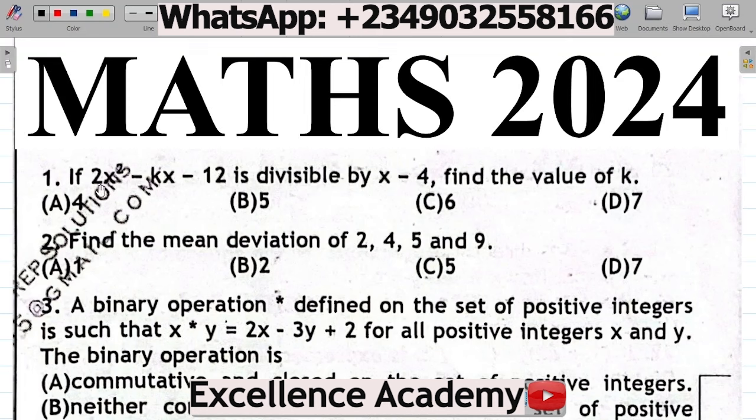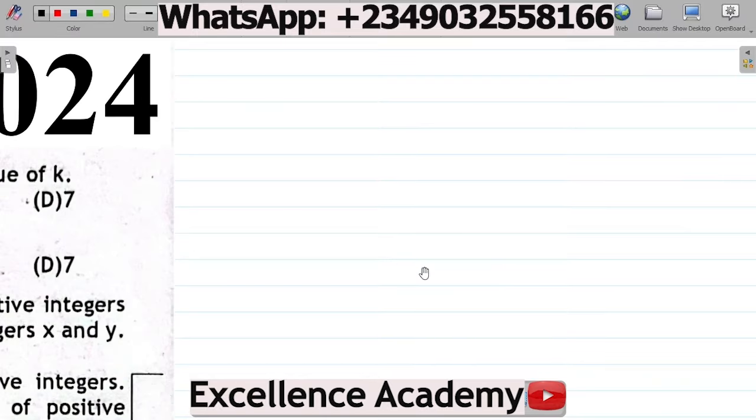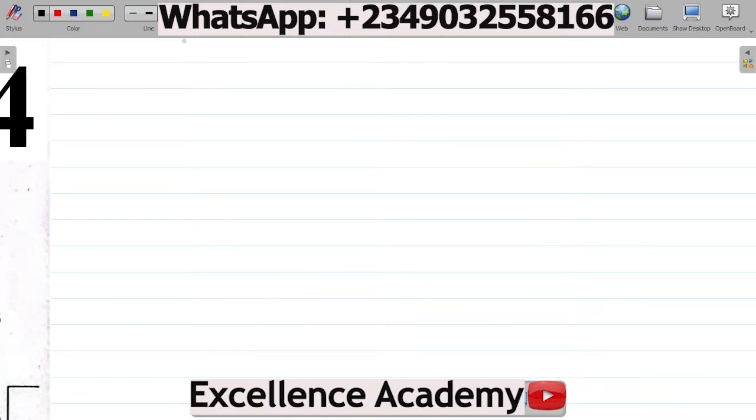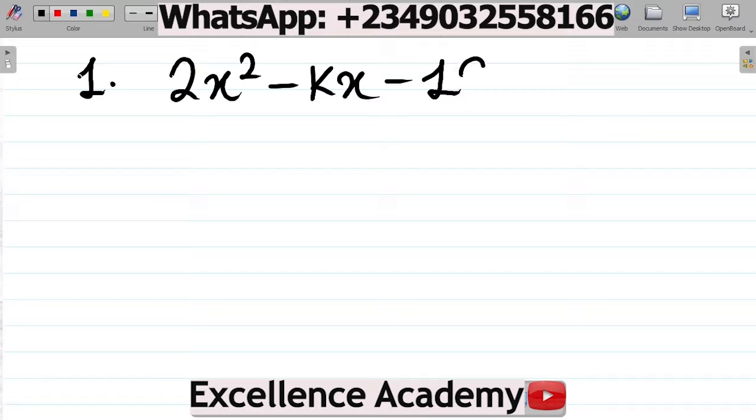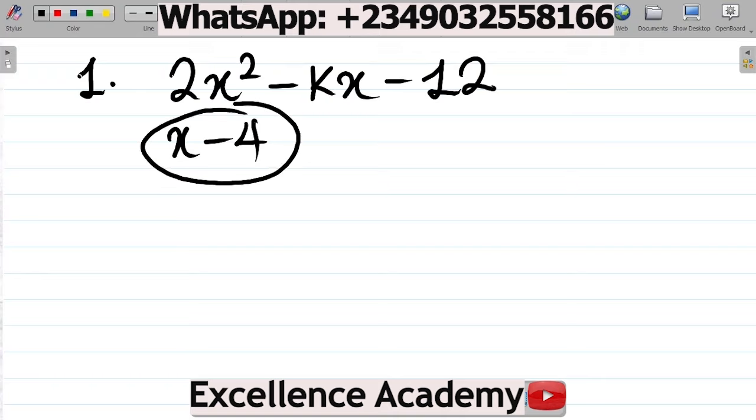For question 1, the first thing we do is to write out the quadratic expression, which is 2x squared minus kx minus 12. So you have this. They said it is divisible by x minus 4. Now to solve this question, the first thing you have to do is to equate this to 0.